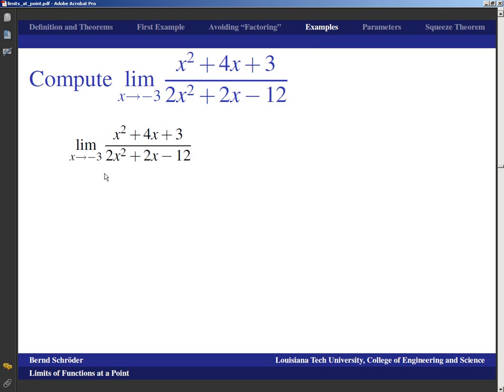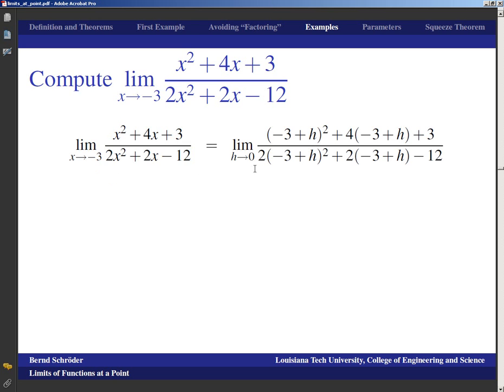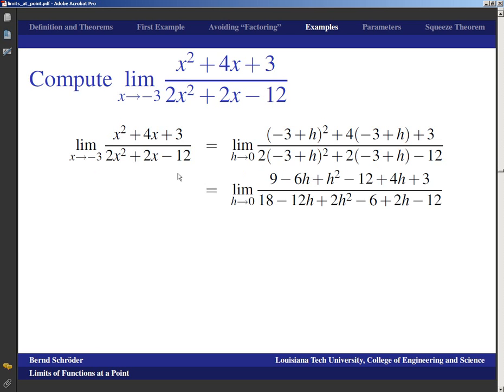Okay, so let's take the limit as x approaches negative 3 of x squared plus 4x minus 3 divided by 2x squared plus 2x minus 12. That's the limit as h goes to 0 of negative 3 plus h squared, that's the x squared, plus 4 times negative 3 plus h, that's the 4x, plus 3, well, that's just the 3, divided by 2 times negative 3 plus h quantity squared, that's the 2x squared, plus 2 times negative 3 plus h, that's the 2x, minus 12, well, that's just copied.